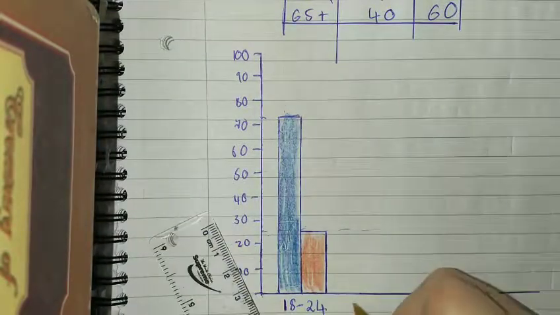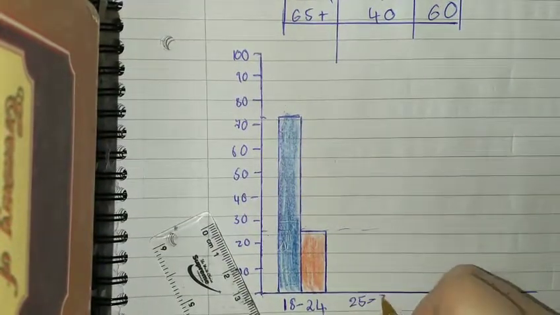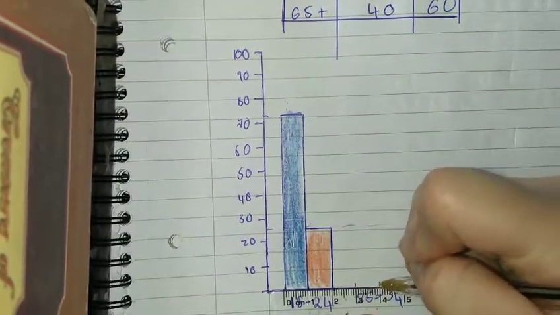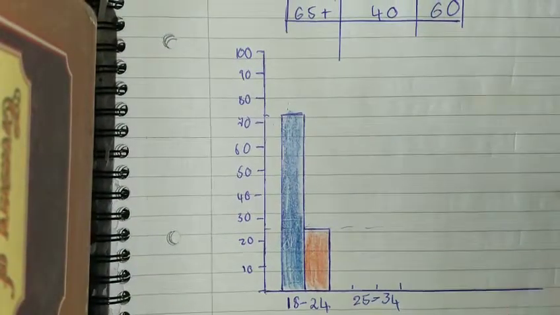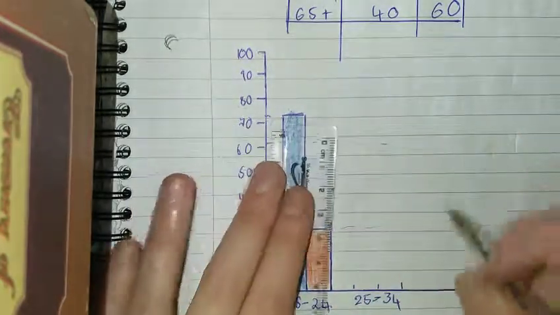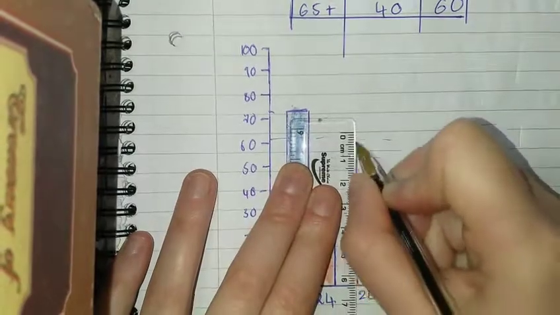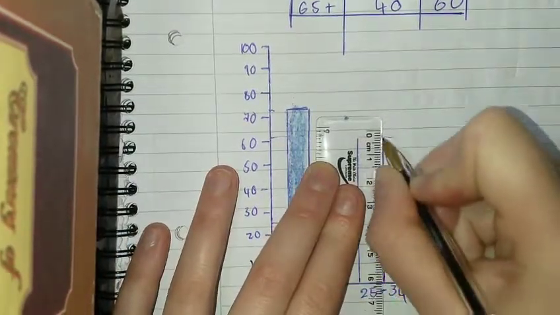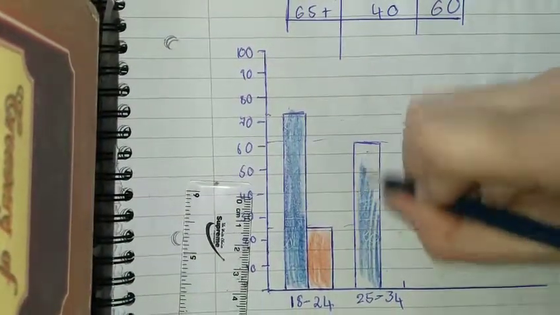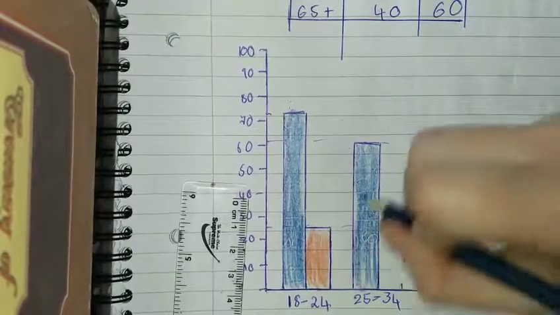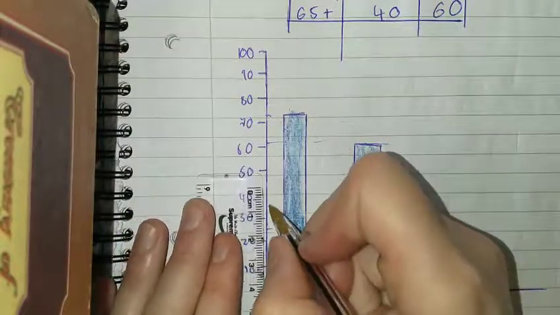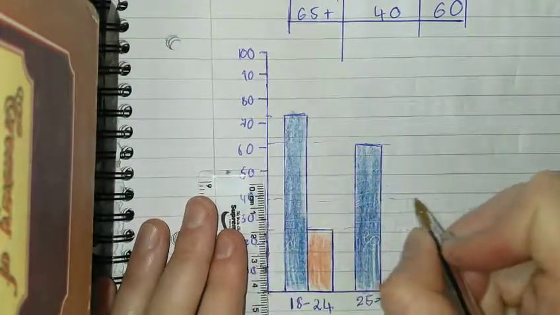And now I'm going to go to 25 to 34. So I'll just leave a small space in between. So 25 to 34, 62% voted to remain. So we do our remain up to 62, and then the leave in this case was 38%. So our leave is 38.